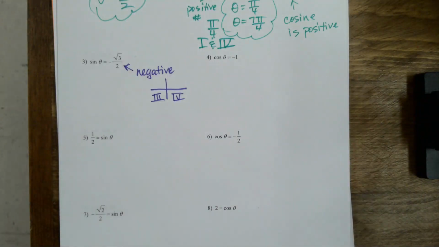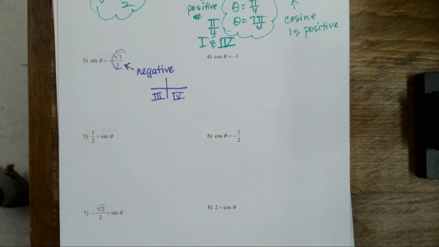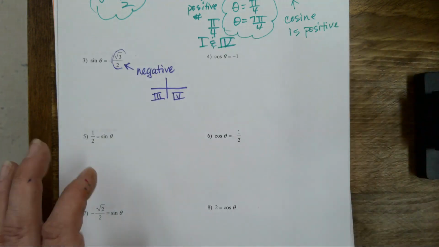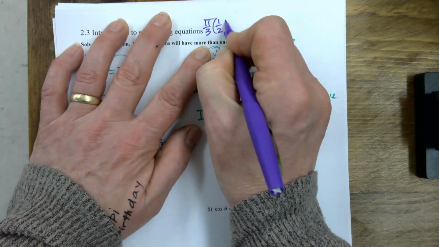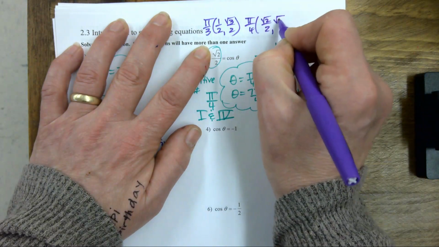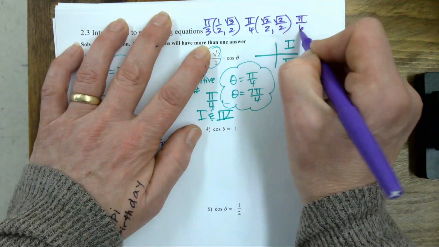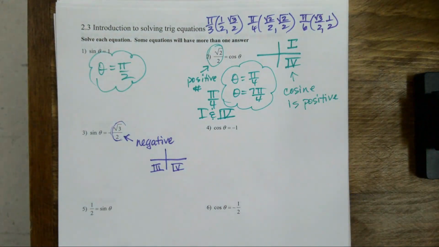All right? Then I'm going to look at this number. In which family or axis is the second coordinate the square root of 3 over 2? So I can go back to my originals, or I can even just jot them down at the top. Pi over 3 is 1/2, square root of 3 over 2. Pi over 4 is square root of 2 over 2, square root of 2 over 2. Pi over 6 is square root of 3 over 2, 1/2.